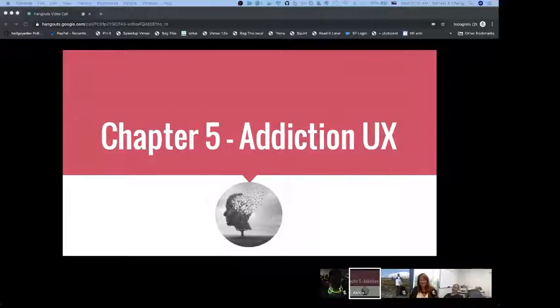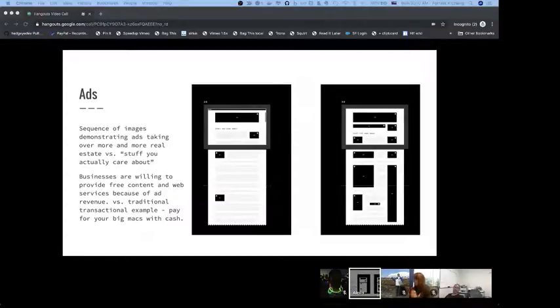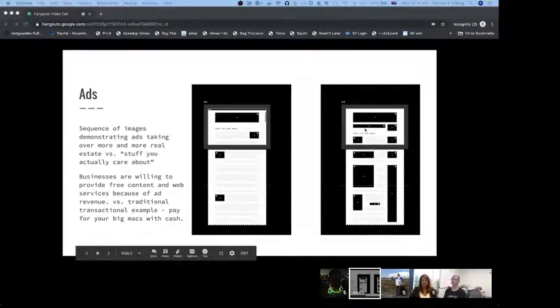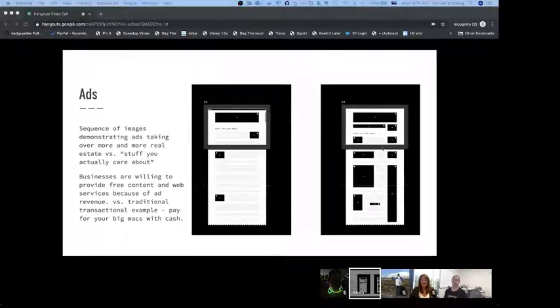Alright, so we're starting off with chapter 5, Addiction UX. This chapter starts off by visually showing an example web page. Before, it used to be relatively ad-free, maybe 3 or 4 ads here and there. And then on the right side, you'll see a 3.0 version that is literally littered with ads. I would say over 50% of the page is ads.